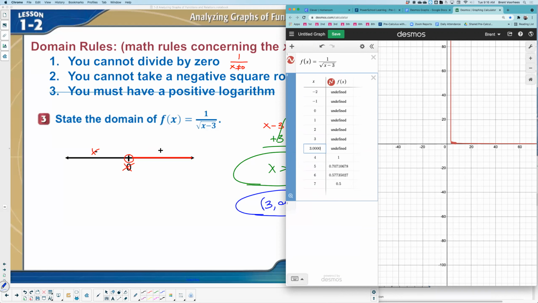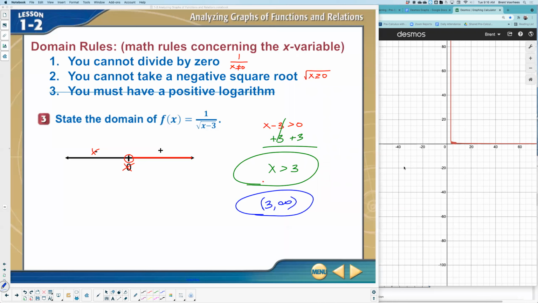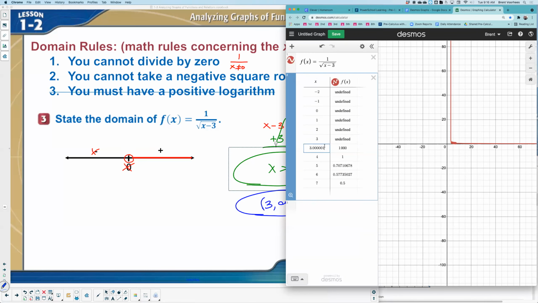So if I did like 3.0001, we would have a value. Notice it starts exactly immediately after 3. So though 3 does not exist, that's why it's not an equal to sign. It does start immediately after 3. And you could add in a bunch of 0s and you're still going to get a value.